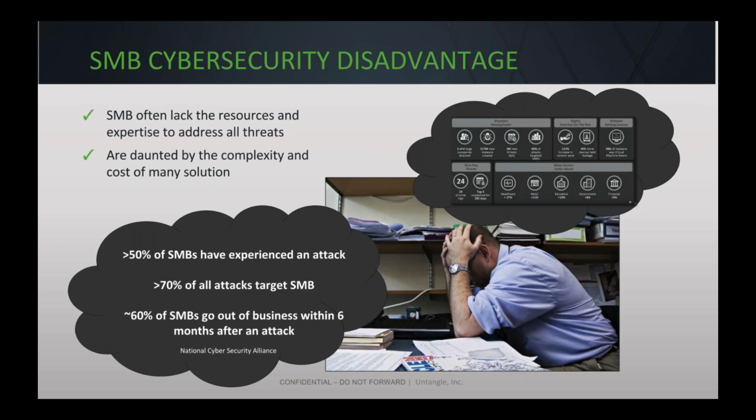As you can see here, around 50% of small businesses have already experienced some sort of attack. And that could be anything from a piece of malware, a DOS attack, all kinds of stuff. About 70% of all attacks are targeting SMBs now, and 60% of SMBs are going out of business within 6 months of an attack. That's startling to me.